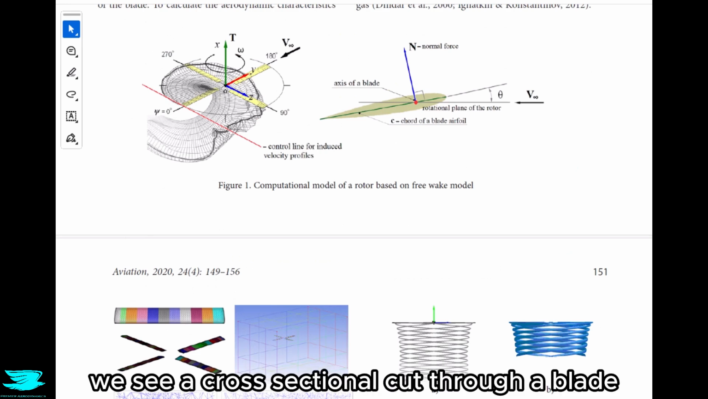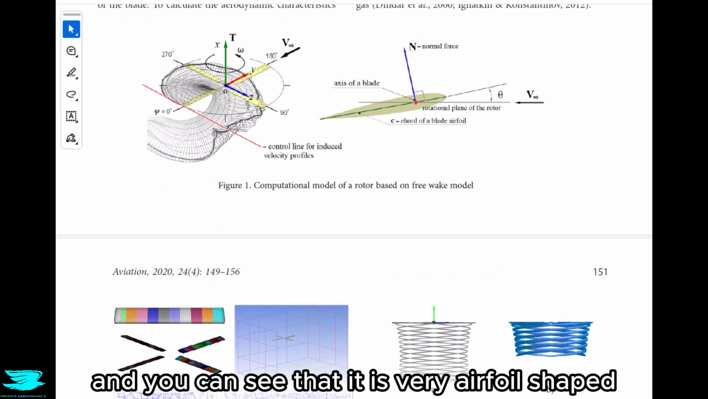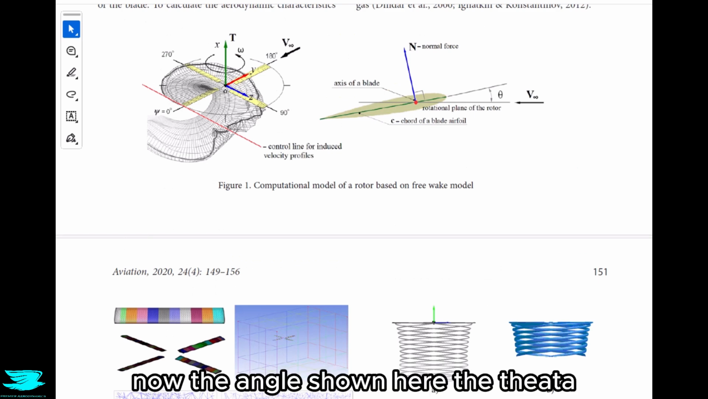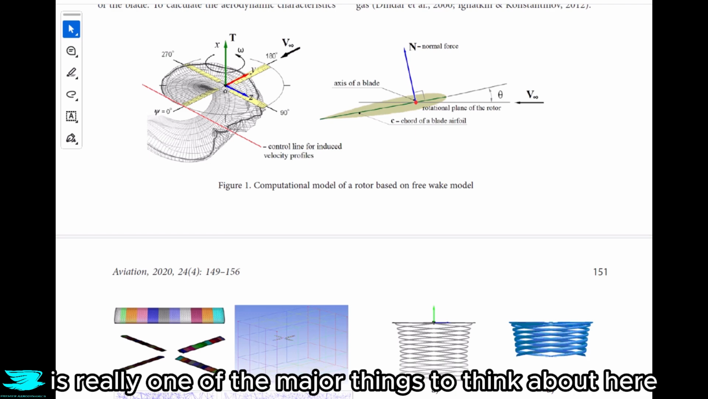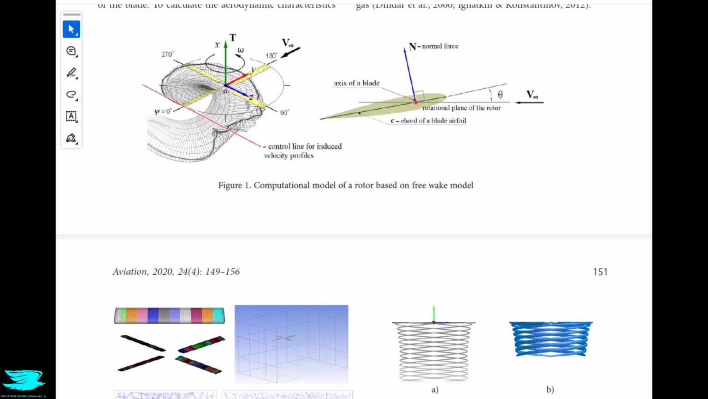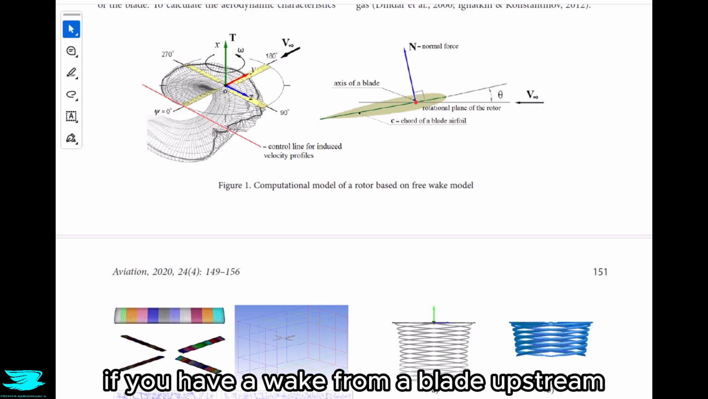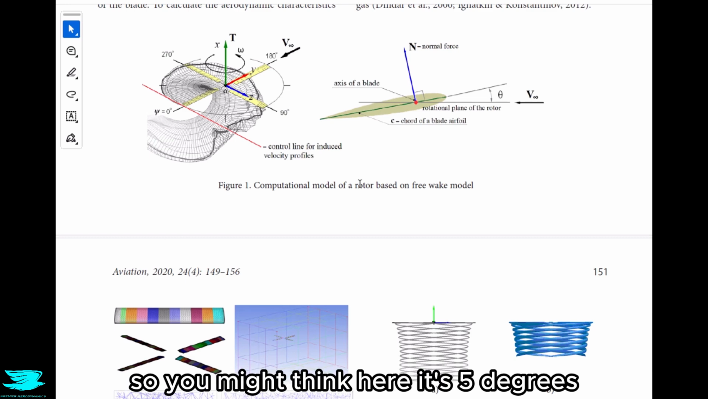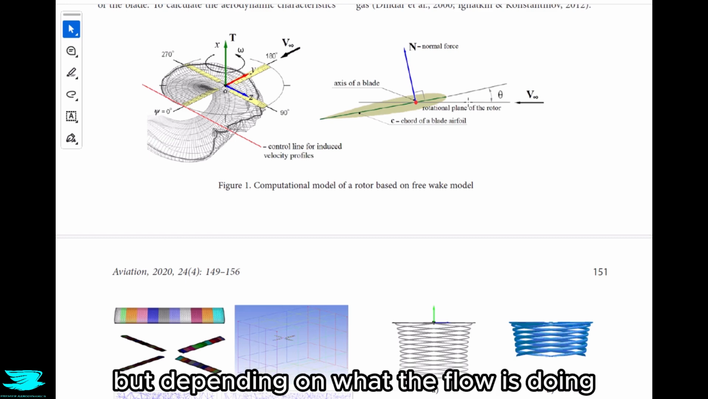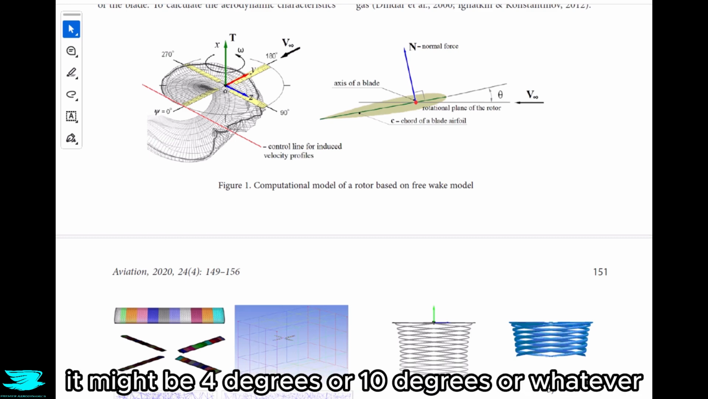on the right here, we see a cross-sectional cut through a blade, and you can see that it is very airfoil shaped. Now, the angle shown here, the theta, which is the angle of attack, is really one of the major things to think about here, because first of all, if you have a wake from a blade upstream hitting this blade, then that theta angle isn't going to be what you think it is. So you might think here it's 5 degrees, but depending on what the flow is doing, it might be 4 degrees or 10 degrees or whatever.